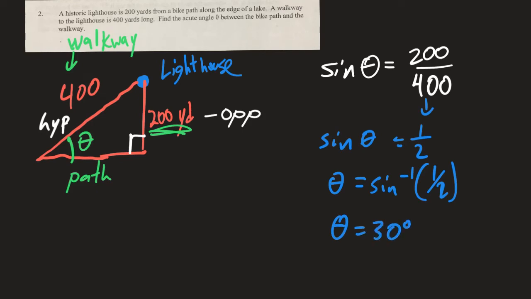Okay, so again, we're back at solving for those angles. Just like when we use law of sines and law of cosines, we have to make sure that we use this inverse anytime that we're looking for an angle, and that will get us to our final answer, 30 degrees.